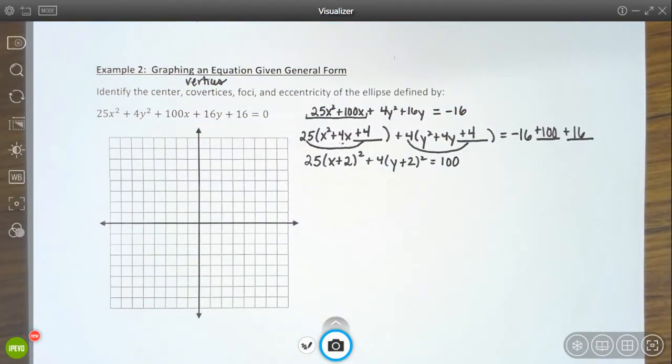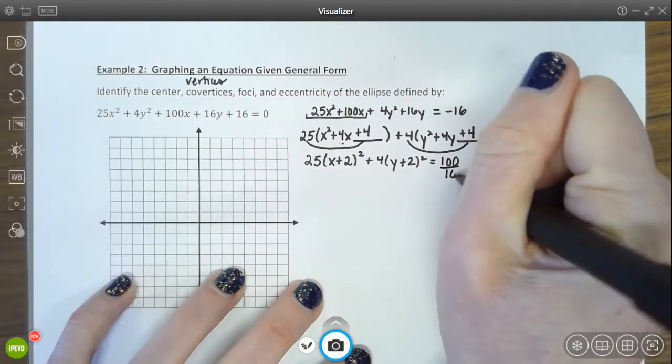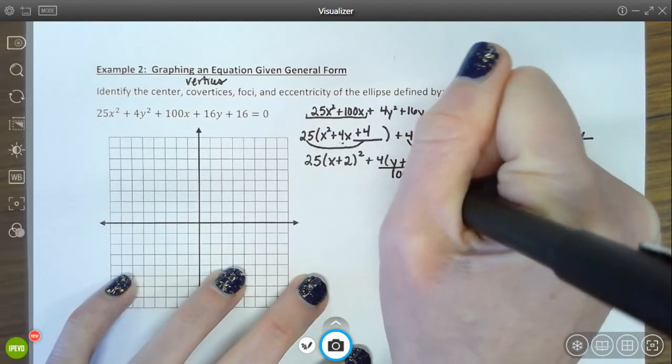And we are almost all set. The other thing we like with our ellipse is we like to have it set equal to 1. So my final step is going to be to divide everybody in this equation by the 100 on the right-hand side, because if I divide something by itself, it will equal 1, and that's my goal.